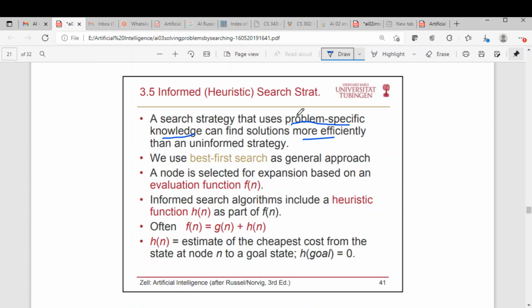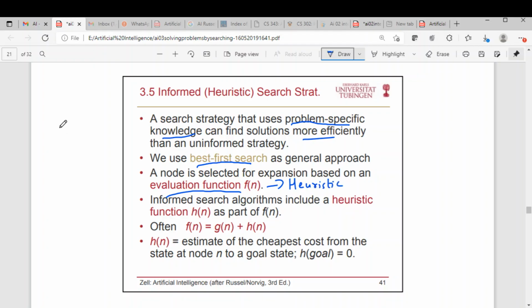Here we use a generalized approach which is called best first search technique, and there are several variants of this best first search that we'll be discussing one by one. A node is selected for expansion based on an evaluation function. So which node should be expanded next will be decided based on an evaluation function. This evaluation function is also called heuristic function.